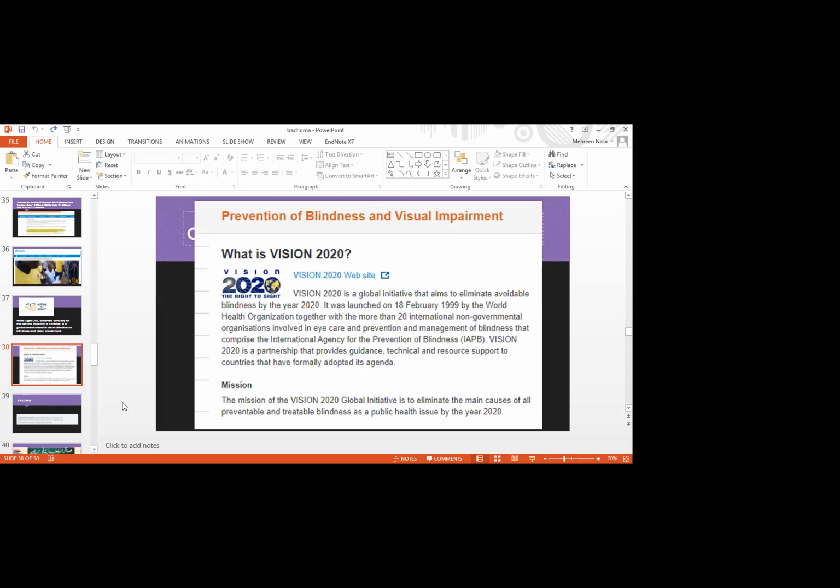Vision 2020 is a global initiative that aims to eliminate avoidable blindness by the year 2020. It was launched in 1999 by WHO and 20 international NGOs. And trachoma is also a priority in Vision 2020 to eliminate the main causes of preventable and treatable blindness as a public health problem.